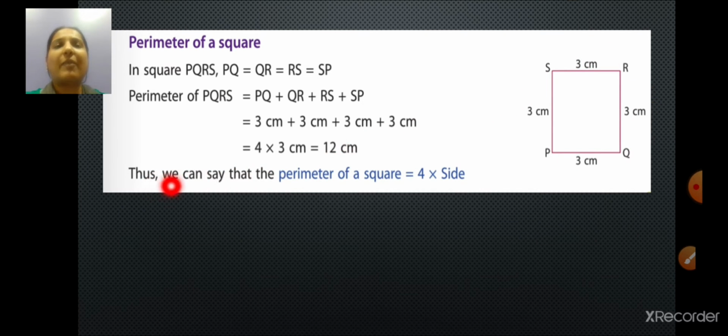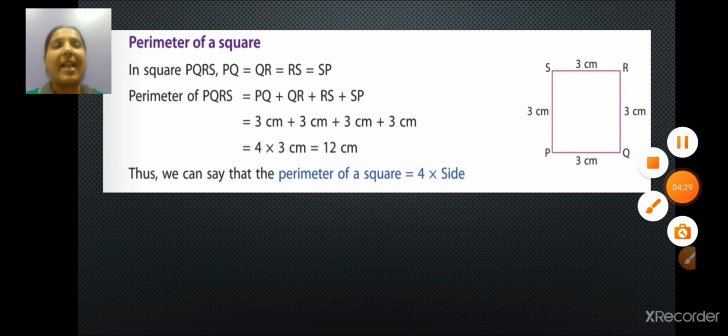So from this we can say that the perimeter of a square is equal to 4 multiplied by side. It means because a square has 4 sides and all 4 sides are equal in length, equal in measure. So we can find the perimeter of a square by this formula, which is 4 multiplied by side.